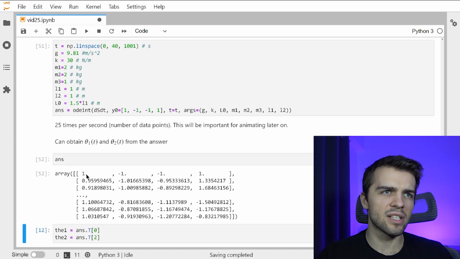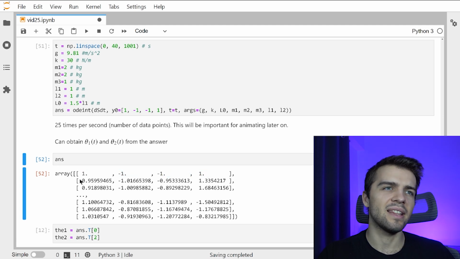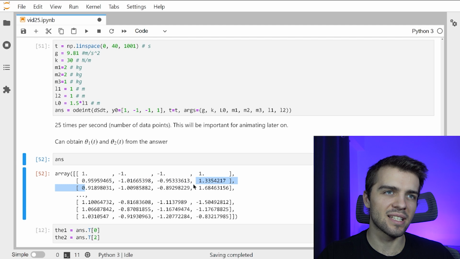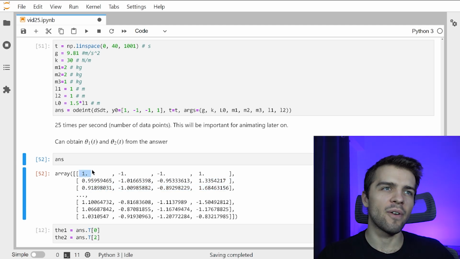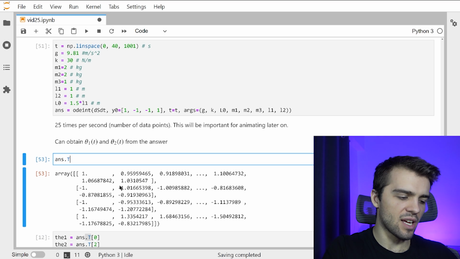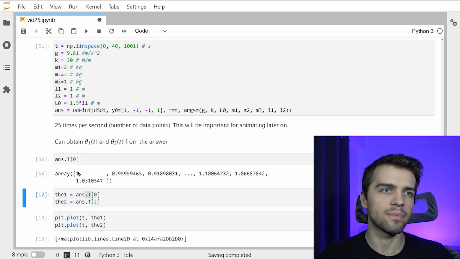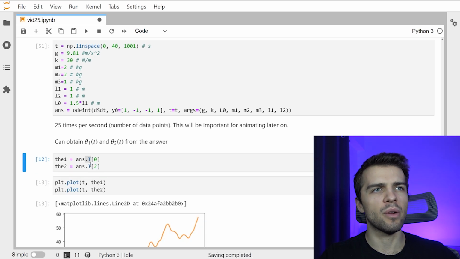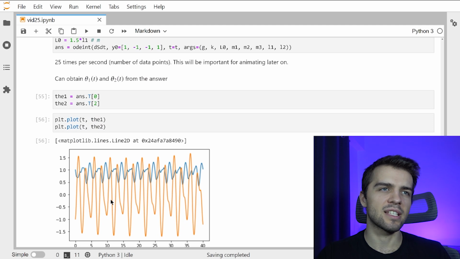So we can look at our answer. It returns an array like this. So this is theta 1, theta 1 dot, theta 2, theta 2 dot, and then at the next time, and then at the next time. And so it returns 4 different parameters per time. If I only want the first column, I can transpose it using .T. And I just take the first thing, and that gives me what I want, which is theta 1. And I can do that for both theta 1 and theta 2 like this. And I can plot them as a function of time. And you get something that looks like this.